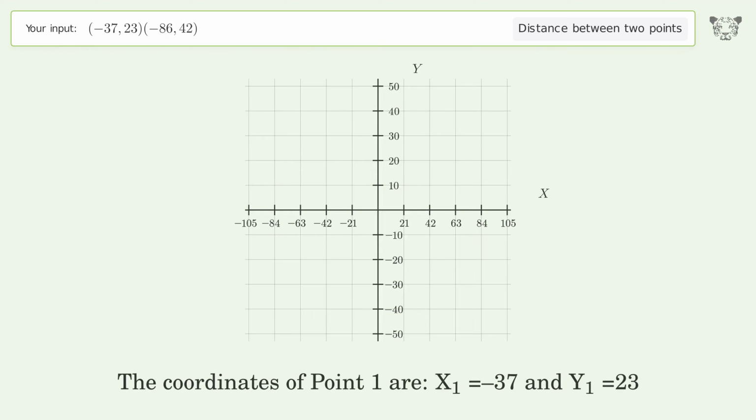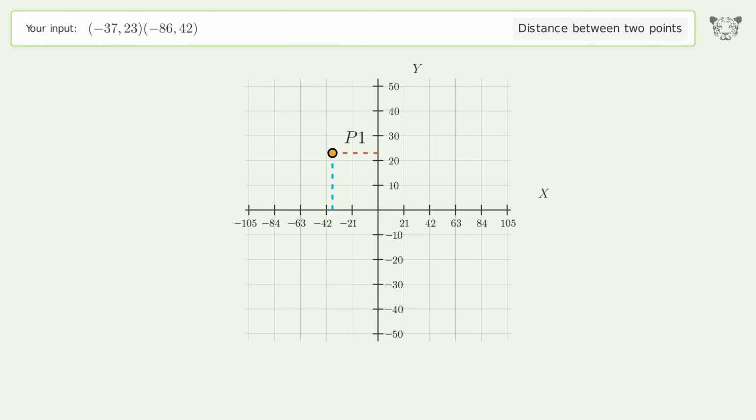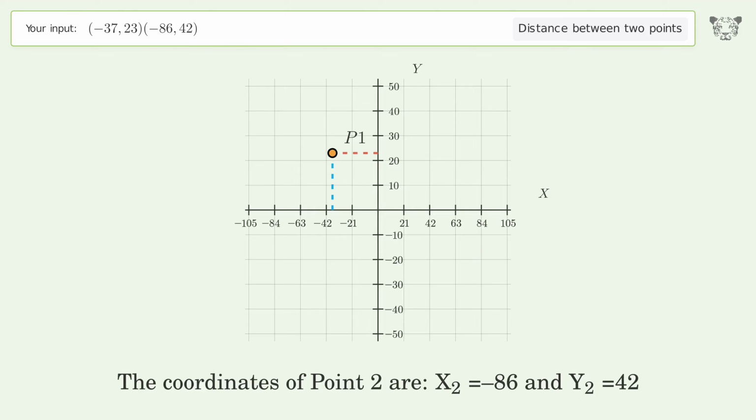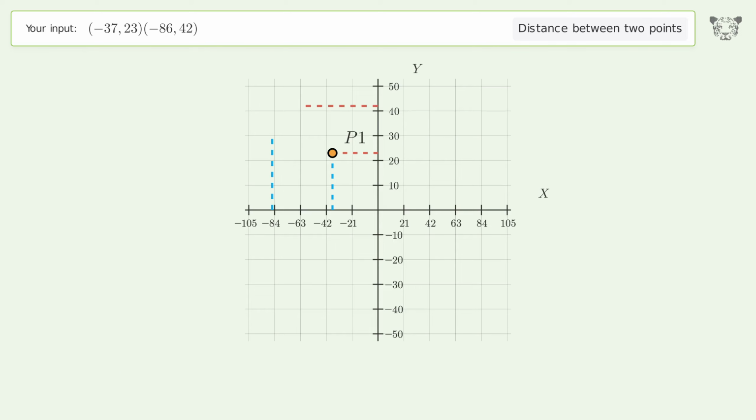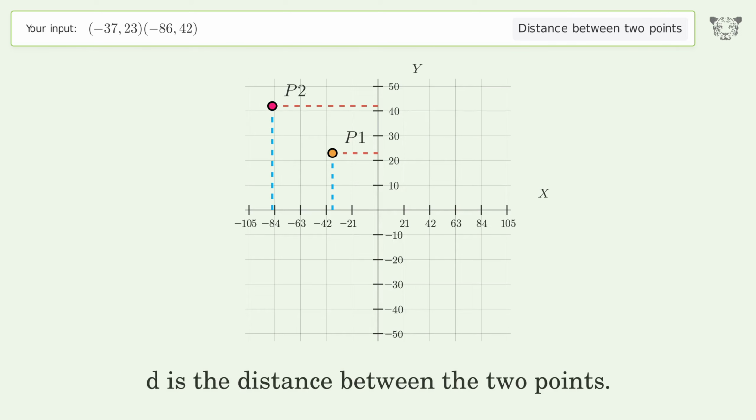The coordinates of point 1 are x1 equals -37 and y1 equals 23. The coordinates of point 2 are x2 equals -86 and y2 equals 42. D is the distance between the 2 points.